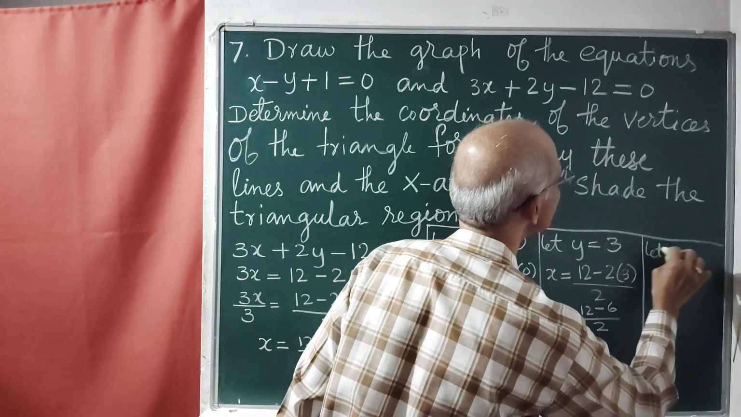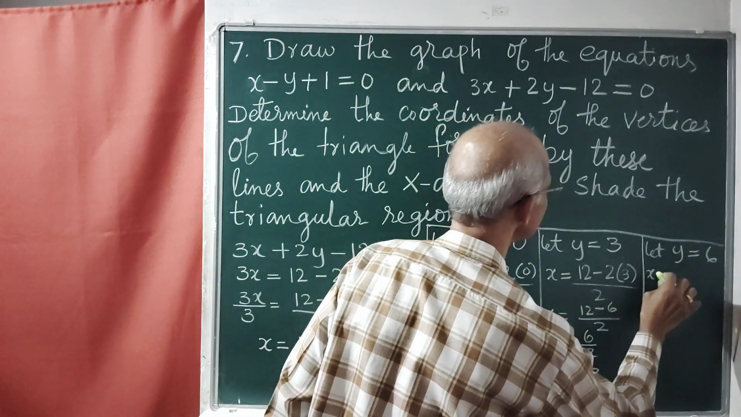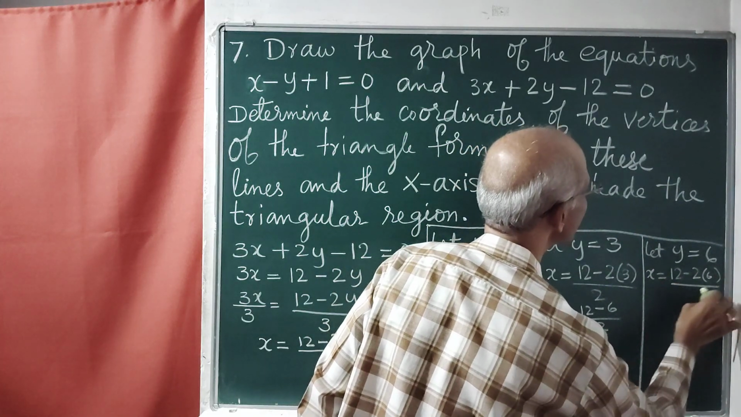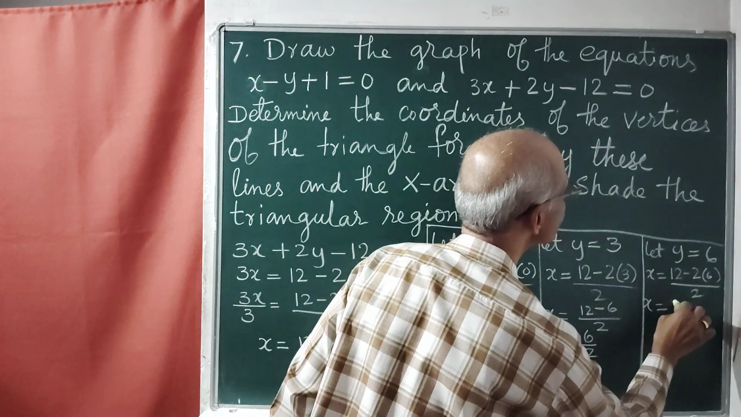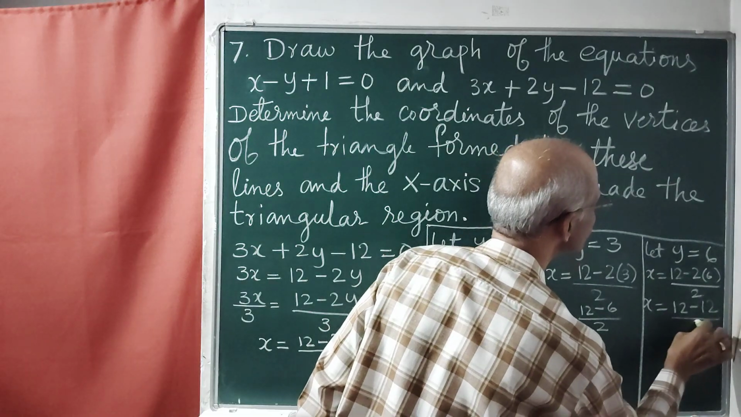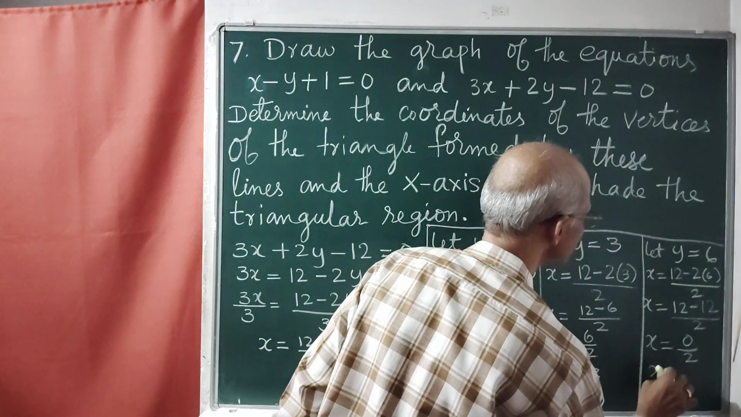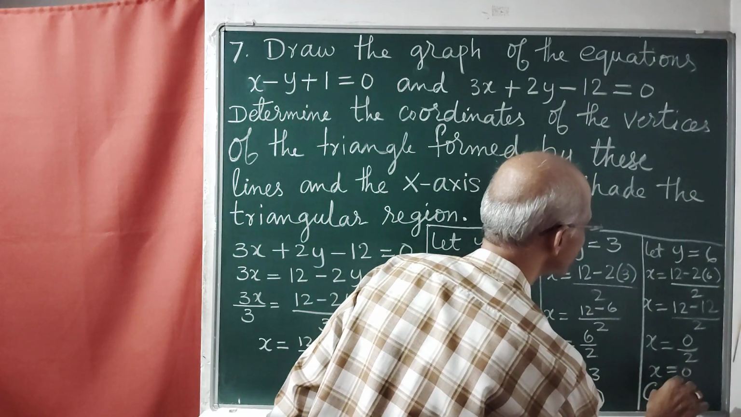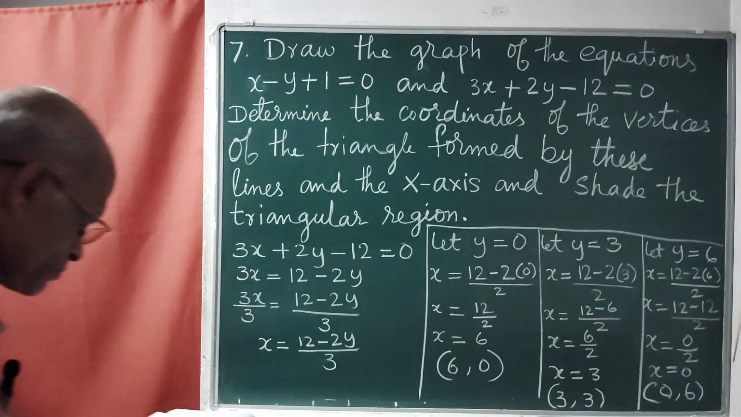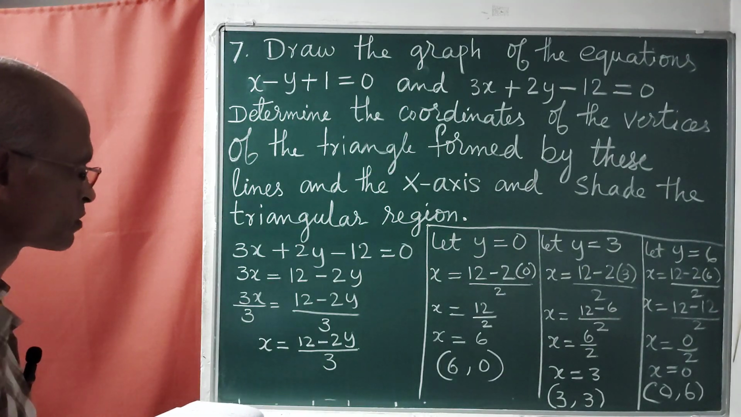Let y be equal to 6. So x will be equal to 12 minus 2 into 6 divided by 2. So x will be equal to 12 minus 12 divided by 2. So x will be equal to 0 by 2. X is equal to 0. So if x is 0, y is 6.